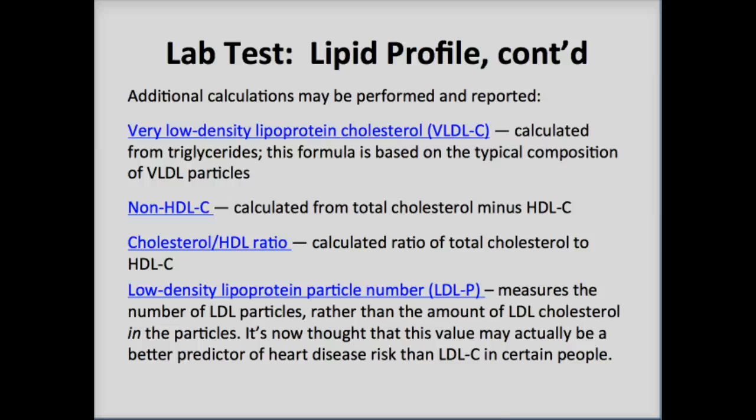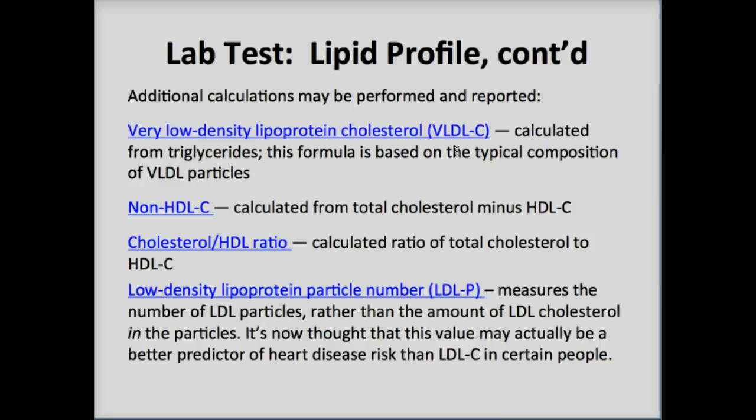This slide shows a few extra values that may be reported as part of a lipid profile test. These aren't always included, but sometimes they do what's called an extended lipid profile, and so you might see these on the lab report as well. Here we see the VLDL cholesterol, denoted as VLDL-C, which is calculated based on the triglyceride number on the previous slide, combined with the known typical composition of VLDL particles.